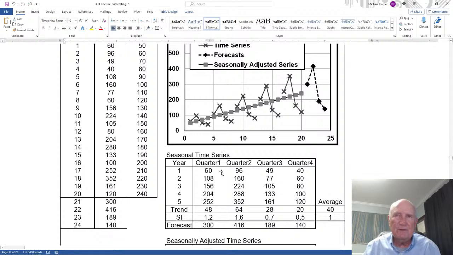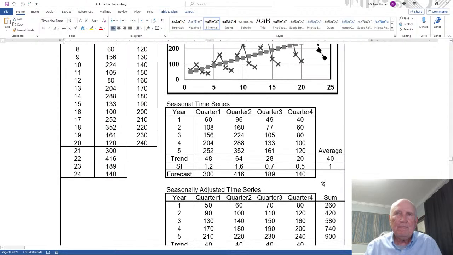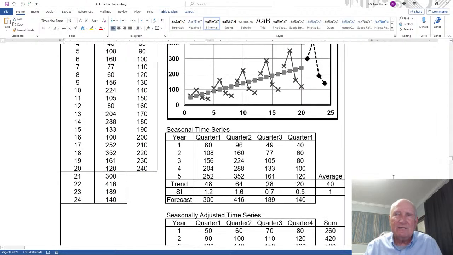between the years. Well, since these trends have the seasonal component in them, I can average my trend, and that 40 then becomes my seasonally adjusted trend. Okay, so now from quarter 1, year 1 to quarter 1, year 2, that trend, the seasonally adjusted trend, is 40. So that's my annual trend from year to year.